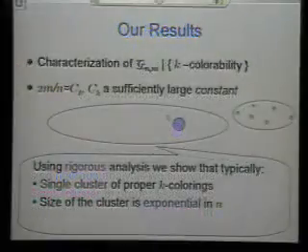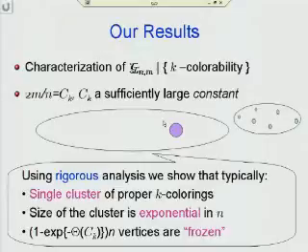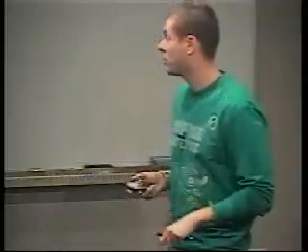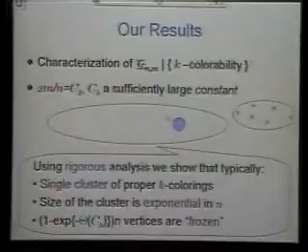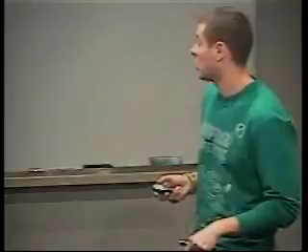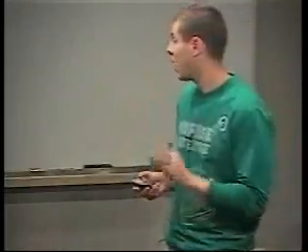If m is not constant, then this is not true. But for constant average degree, the size is exponential in n. And almost all vertices, and this is a constant, but one which goes to 0 as the average degree goes to infinity exponentially fast. But this is still constant when the average degree is constant. So all but a really small linear fraction of the vertices are frozen. Namely, they will appear in the same color classes all the time.